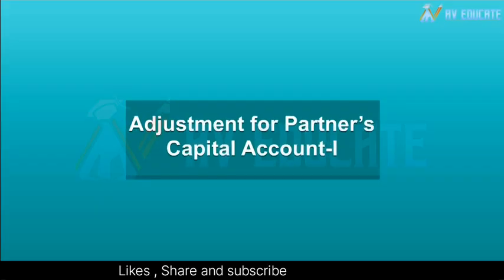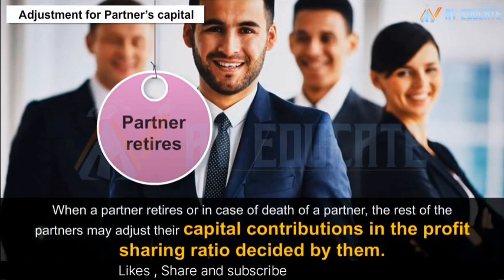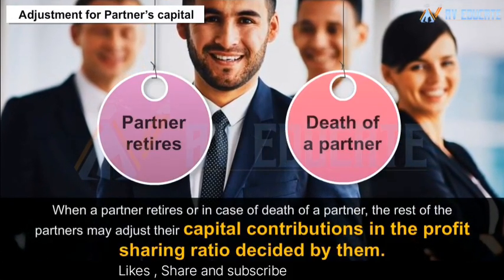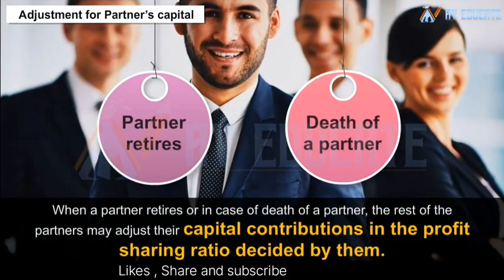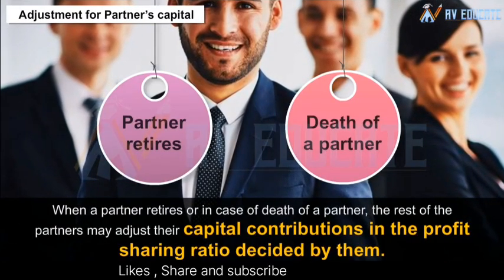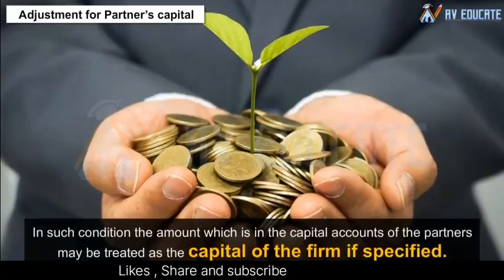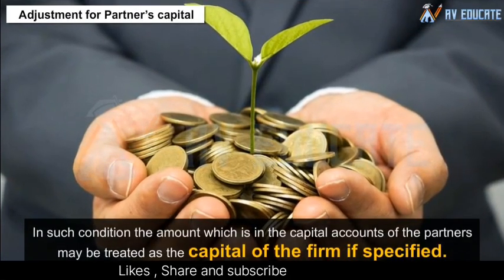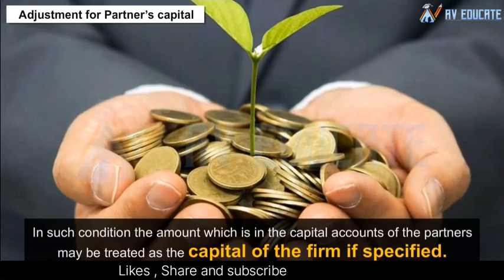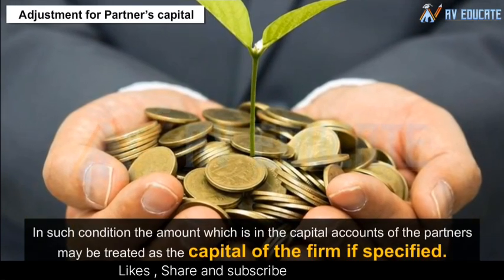Adjustment for partner's capital account 1. When a partner retires or in case of death of a partner, the rest of the partners may adjust their capital contributions in the profit sharing ratio decided by them. In such condition, the amount which is in the capital accounts of the partners may be treated as the capital of the firm if specified.